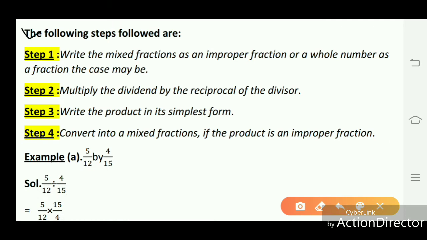The steps to be followed are: Step 1. Write the mixed fractions as improper fractions, or a whole number as a fraction, as the case may be. Step 2. Multiply the dividend by the reciprocal of the divisor. Step 3. Write the product in its simplest form. Step 4. Convert into a mixed fraction if the product is an improper fraction.